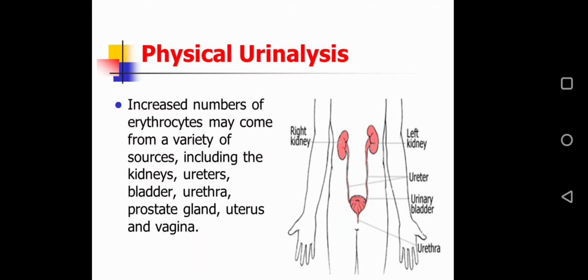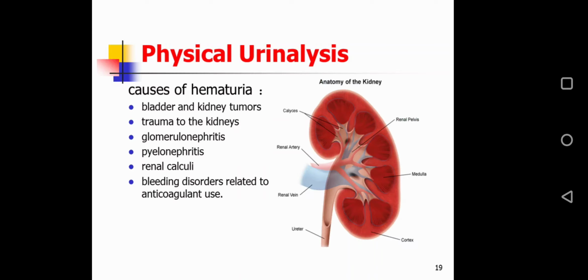Increased numbers of erythrocytes may come from a variety of sources, including the kidneys, ureters, bladder, urethra, prostate gland, and vagina. There are many causes of hematuria: bladder and kidney tumors, inflammation of the kidneys, glomerulonephritis, pyelonephritis, renal calculi, and bleeding disorders related to alcohol use.